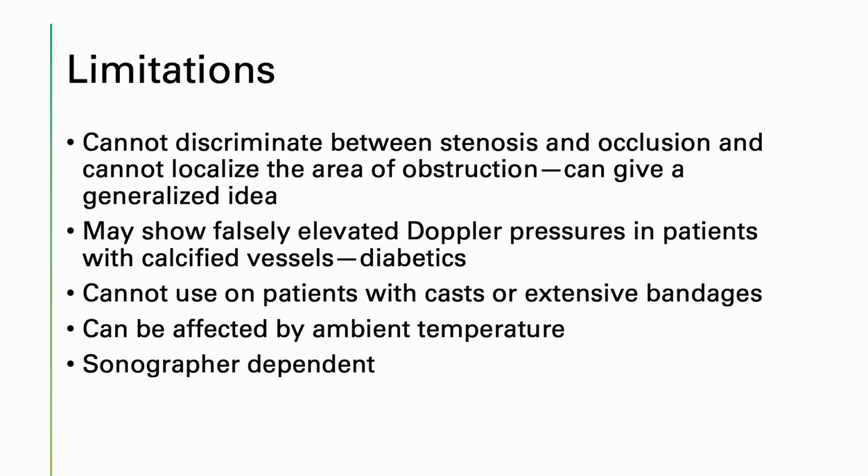All right, limitations here. We cannot discriminate between a stenosis and occlusion, and it's hard to localize the area of obstruction. If you think about it, the duplex ultrasound machine will give us more of an exact location of a stenosis because you're going to have the image. You're actually looking inside the artery, as opposed to this arterial machine, which can indicate a problem but cannot tell us exactly where it is.